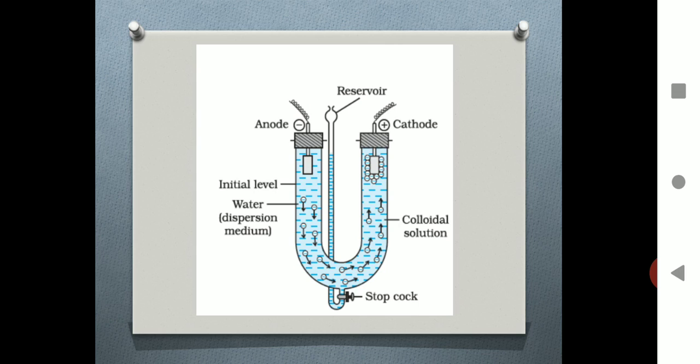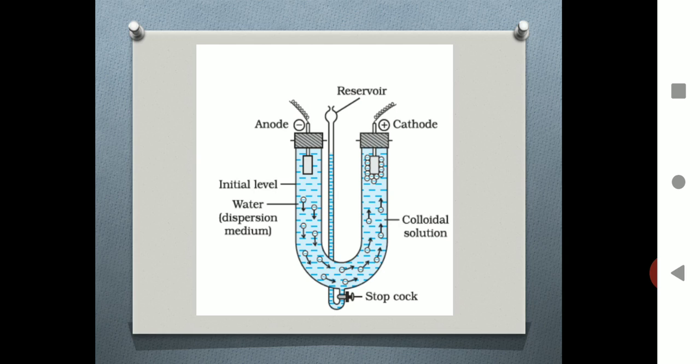As is clear from this diagram, the anode is the negative electrode and the cathode is the positive electrode, and the sol taken in this apparatus is a negatively charged colloidal solution. On applying an electric potential across this colloidal solution, the negatively charged colloidal particles start migrating towards the cathode, which is the positive electrode, and this phenomenon is known as electrophoresis.